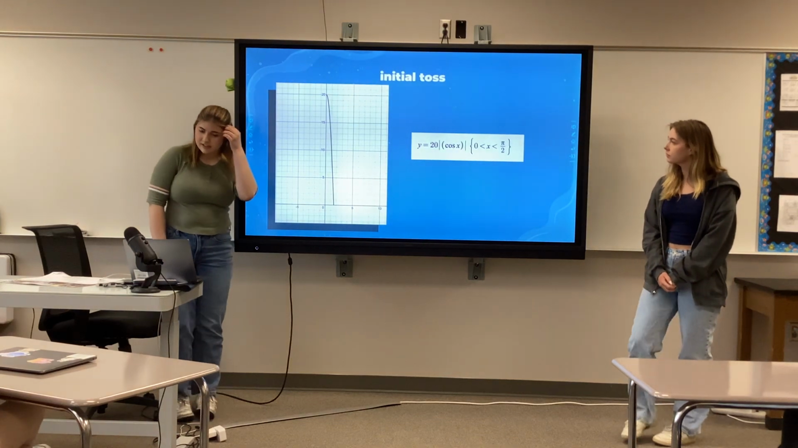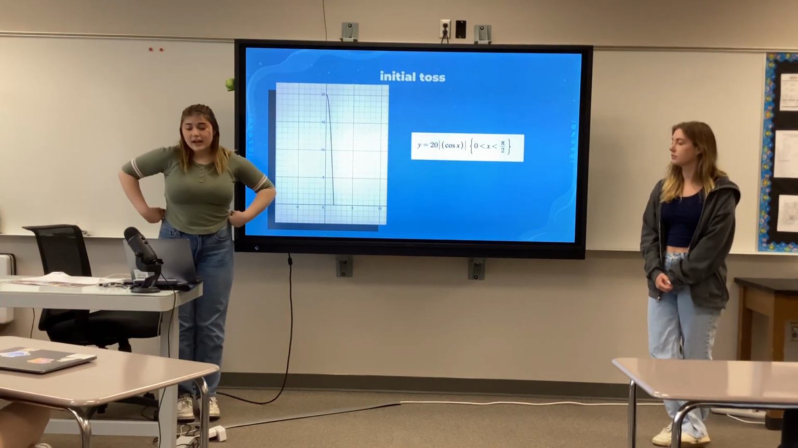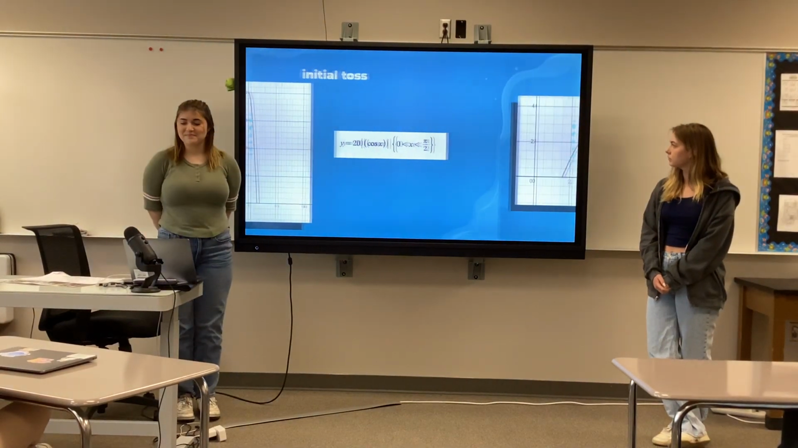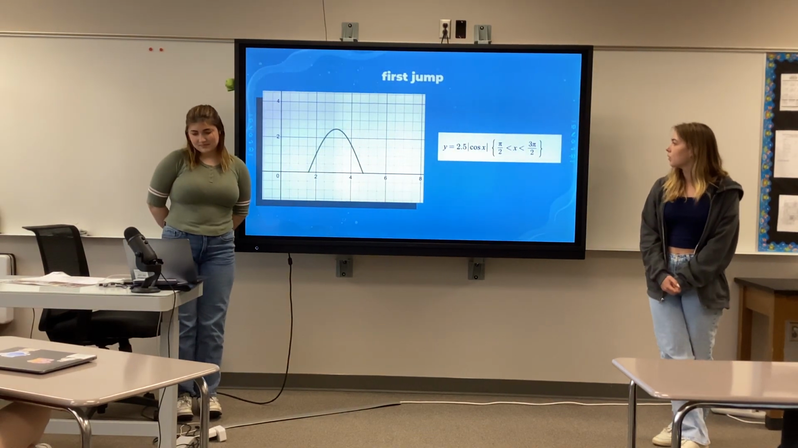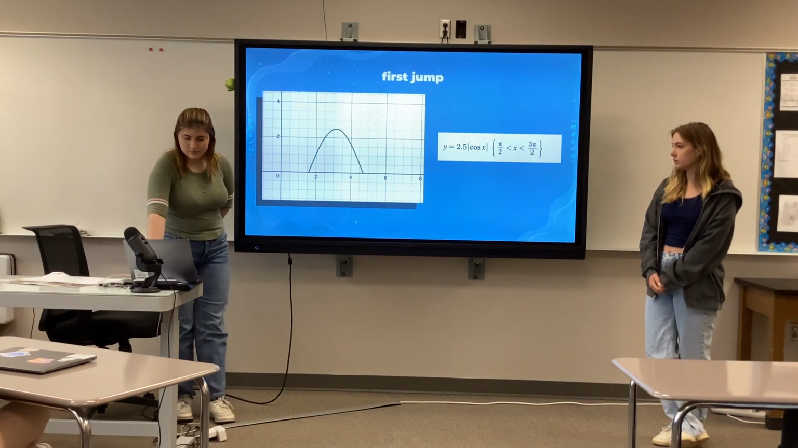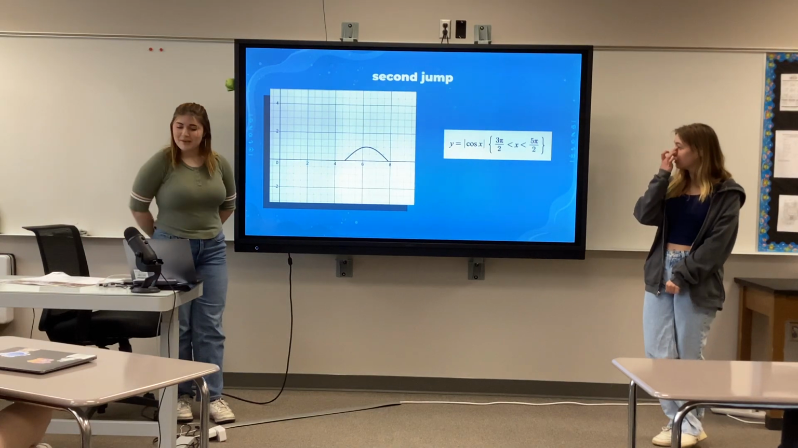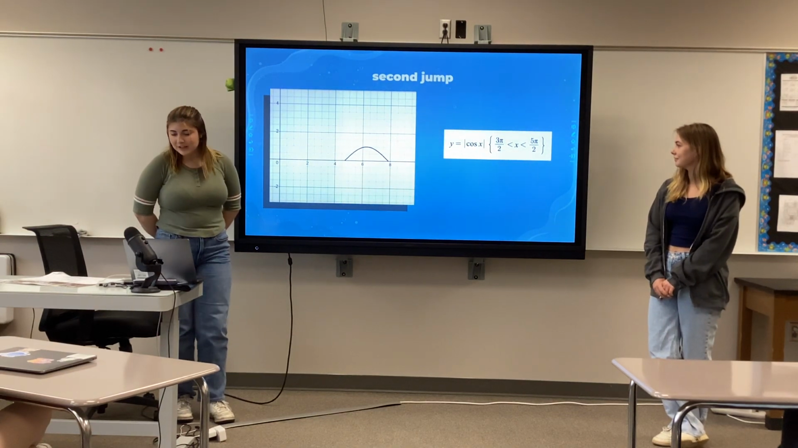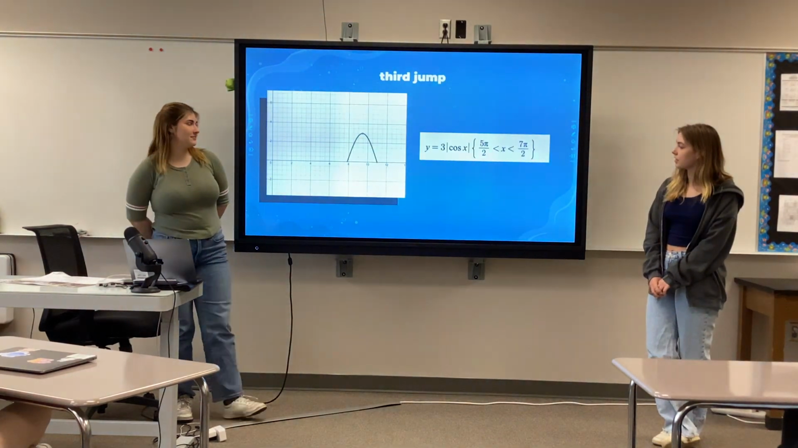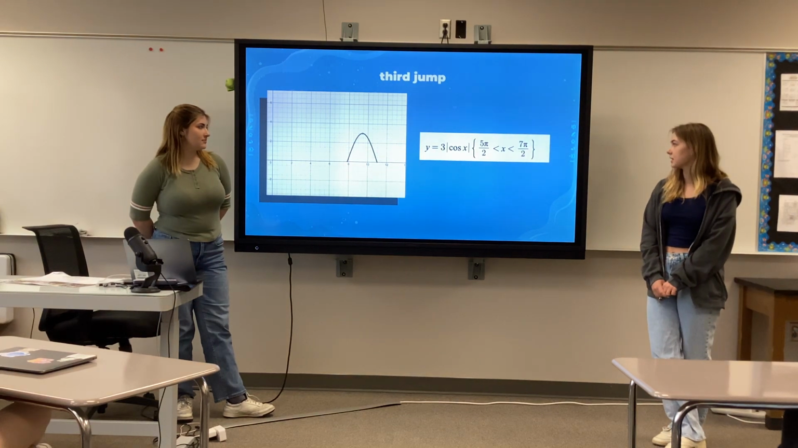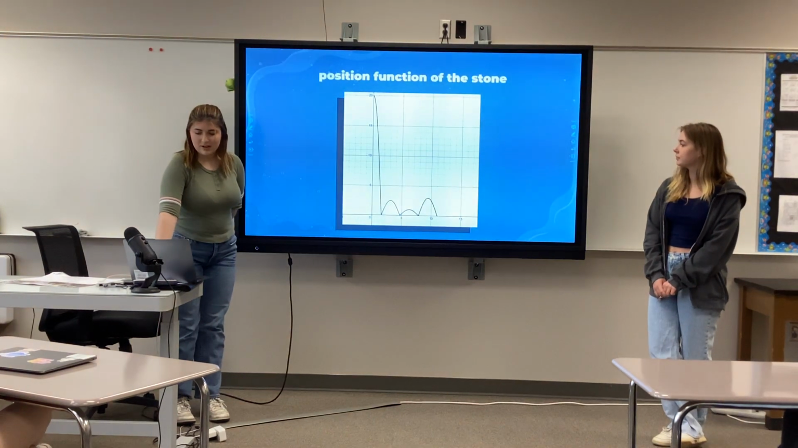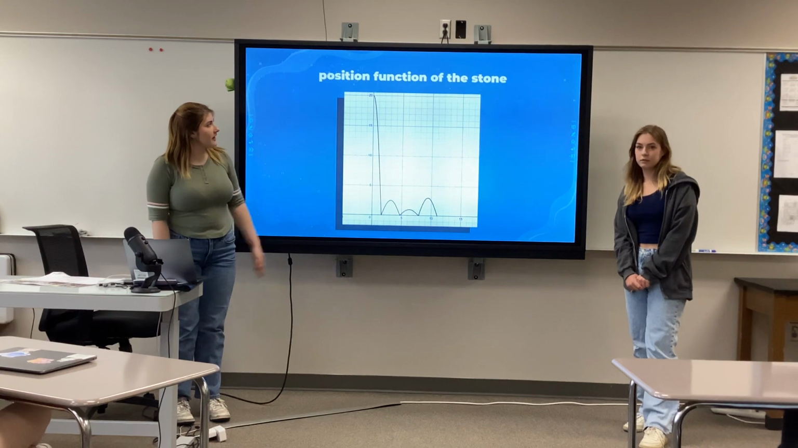So this is our function and our graph for our initial toss. It's y equals 20 absolute value cosine x from 0 to pi over 2. The first jump is y equals 2.5 times absolute value of cosine x, and that goes from pi over 2 to 3 pi over 2. Our second jump is y equals the absolute value of cosine x from 3 pi over 2 to 5 pi over 2. And then the third and final jump is 3 times absolute value of cosine x, and that goes from 5 pi over 2 to 7 pi over 2. So this is all 4 of those graphs together.